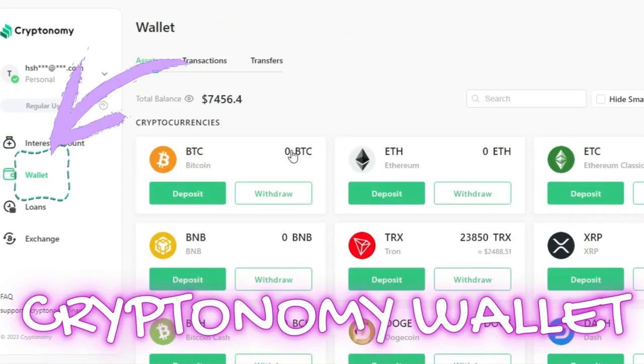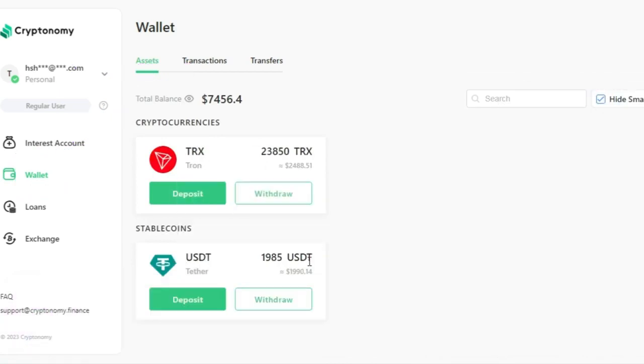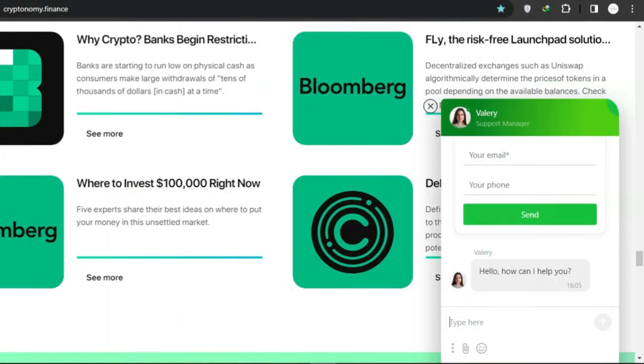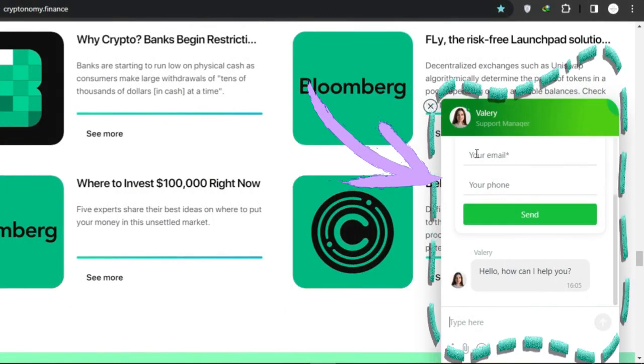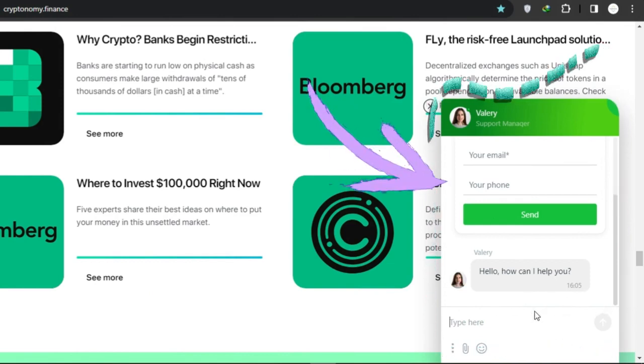You'll see that I have some coins left over in there. But don't worry, they won't just be gathering dust. I'll be using them for different things on Cryptonomy. And if you ever have any questions or need help with using Cryptonomy, their support team is super helpful and always there to lend a hand. That's one of the reasons I chose them.